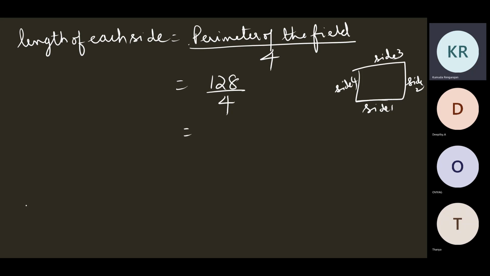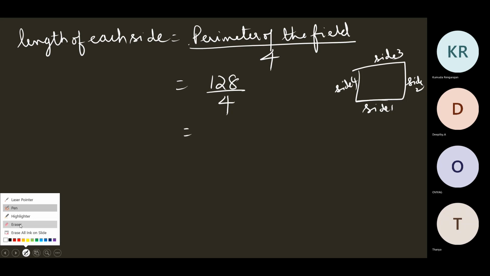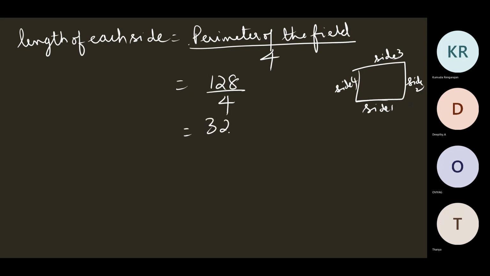Yeah, what's 128 by 4? Ma'am, 32, ma'am. 32. What about the unit? 32 meters. 32 meters. Very good. You got the difference. Now, look into your book and get the difference between the two questions.